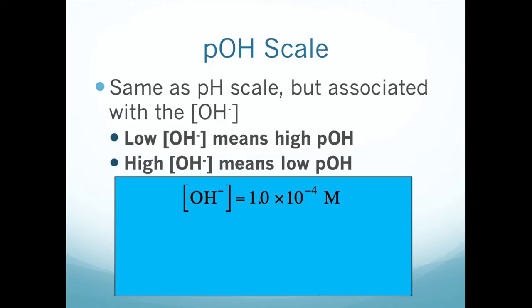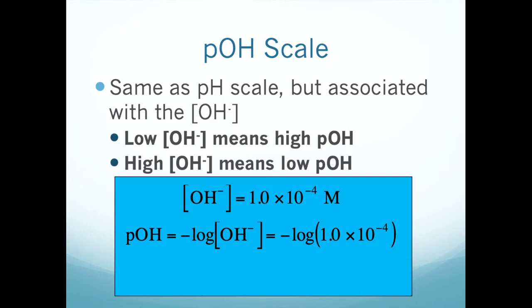Let's look at an example of calculating a pOH from an OH minus concentration. So let's say we have a solution that has an OH minus concentration of 1 times 10 to the negative 4 molar. How do we find the pOH? Well, you just take the negative log of that, right? And this problem will probably look very familiar because we calculated a pH under similar circumstances. But basically, you take the negative log of that number, which winds up being 4. We have a pOH of 4.